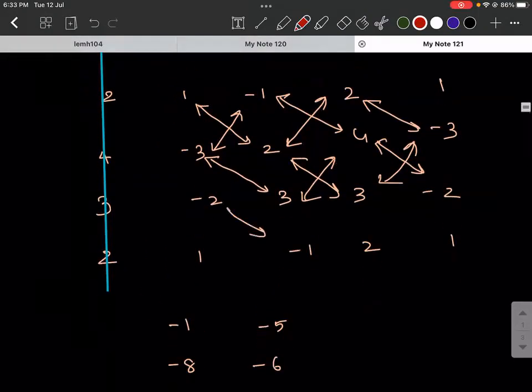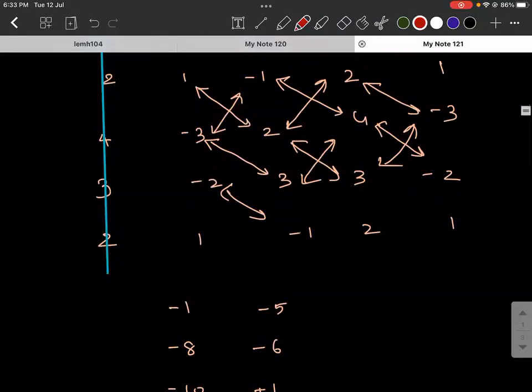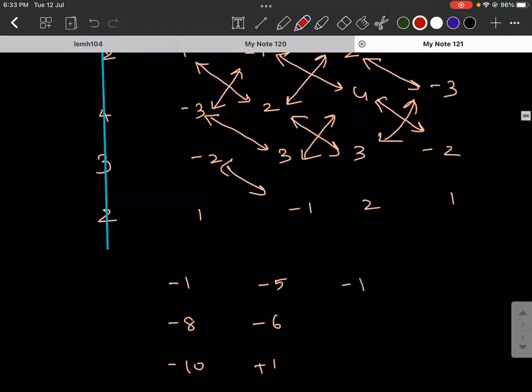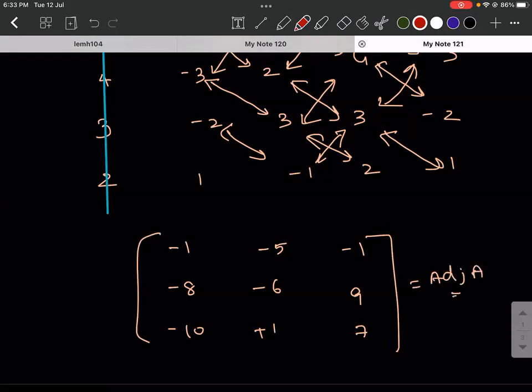No, bottom. 1, no. Okay, 1. So minus 2, minus 1. So 2 minus 3. How much is it? Minus 1. 6, 9. 3 plus 4. This is the adjoint of it. Check if this is what you got.